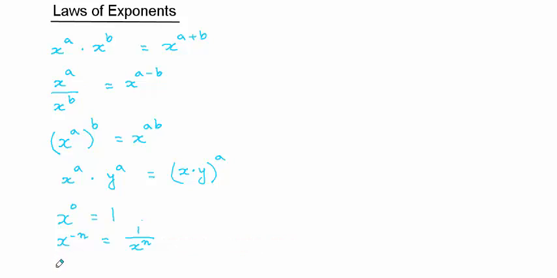And finally, if you have an exponent x raised to the m, and you take the nth root of that, that's the same as x raised to the m over n. So the exponent turns out to be a fraction this time. Let's see a few examples at work.